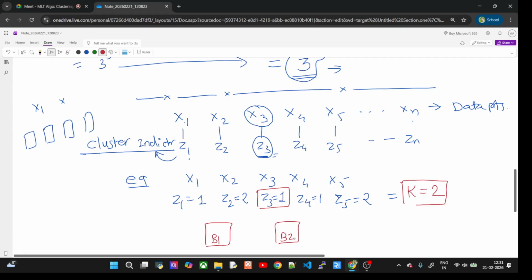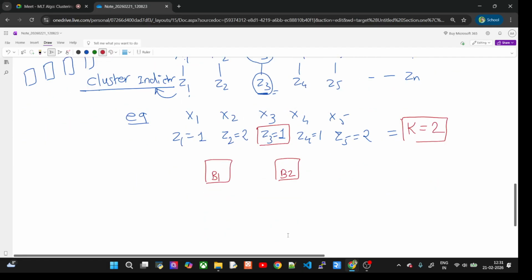Okay, so what I am saying now here, in this I will draw box 1 and box 2. What I am doing here is, x1 is the point and z1 is the cluster indicator. z1 is saying I am having value 1, which means x1 is going into cluster 1, or box 1.